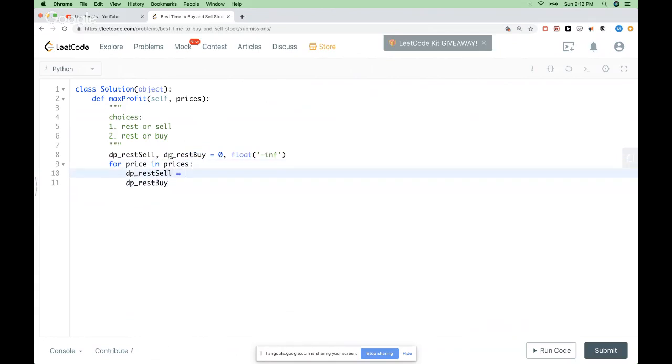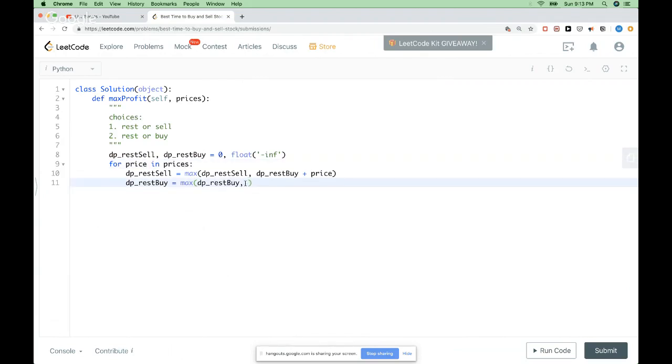So what does rest or sell mean? If we are not doing anything, we are resting, then it's just this value, the previous value. Now, if it's selling, then we need to have bought before, right? So to do that, we need to have this. That's why we have two variables here, because selling relies on having bought something before. Now, if we sell, then we get the price. And if we buy, then we can either not do anything, or we could buy with price.